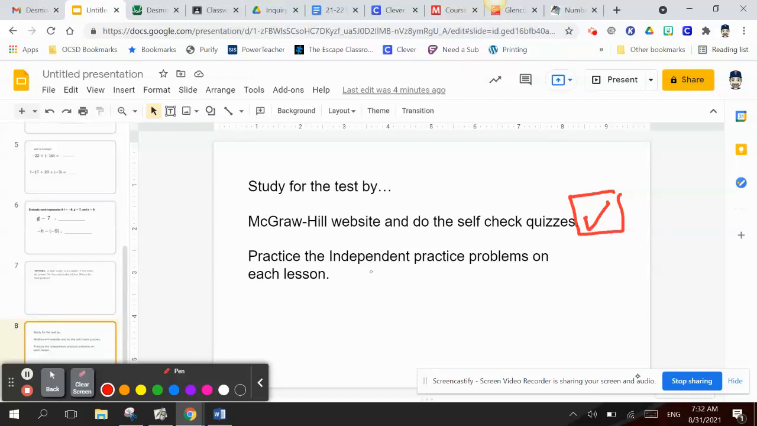And again, you can go back to your math journal, which is online, and you can practice the independent practice problems. There's probably 20 or 30 there. Just pick out a couple so that way you keep practicing. And good luck tomorrow on your test.